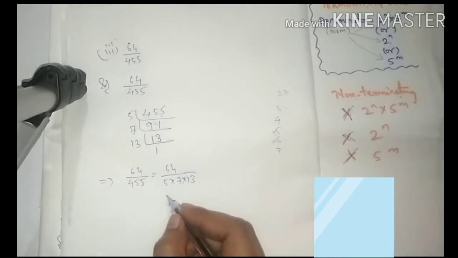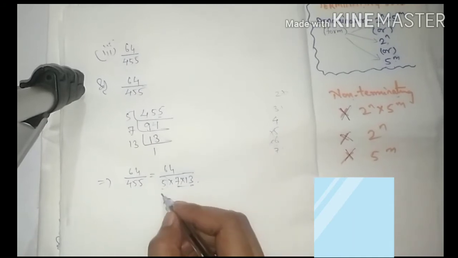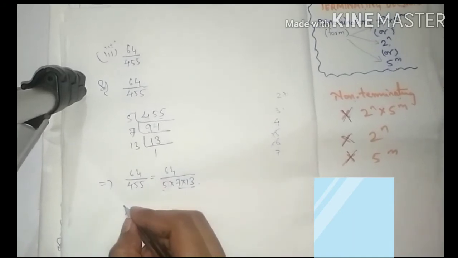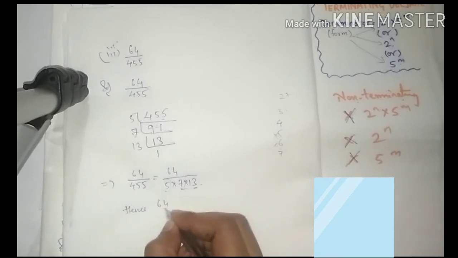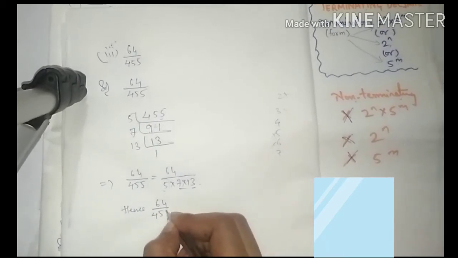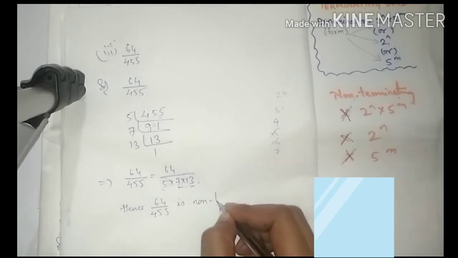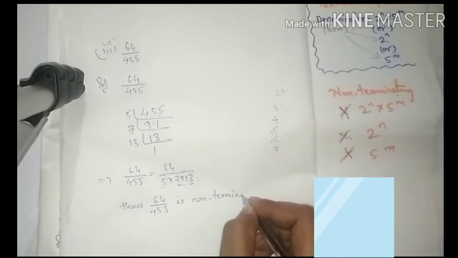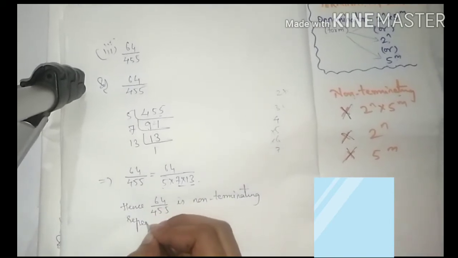So 5, if the denominator is in the form of 5 power n, then we can take it. 7 and 13 are also there, so it is a non-terminating repeating decimal. Hence the rational number 64 by 455 is a non-terminating repeating decimal.